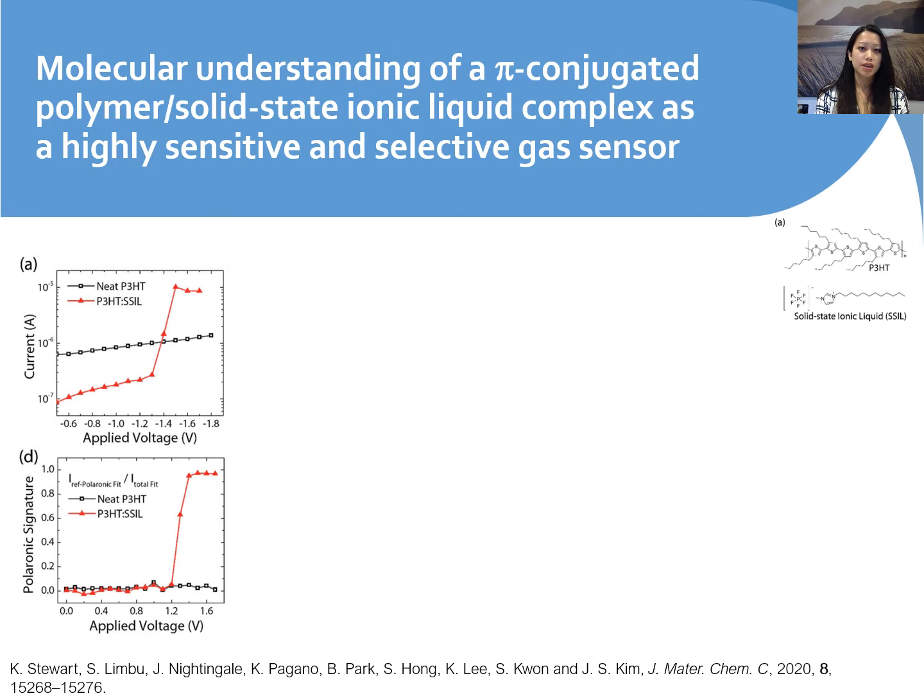So another application of the structural probe is a study of P3HT and solid-state ionic liquid blend systems, and this study revolves around chemiresistors, which are two-terminal devices made to sense VOC gases. In this case, the solid-state ionic liquid is actually mixed into the film with the P3HT, and this increases the current significantly, but also enables the sensing capabilities of the device.